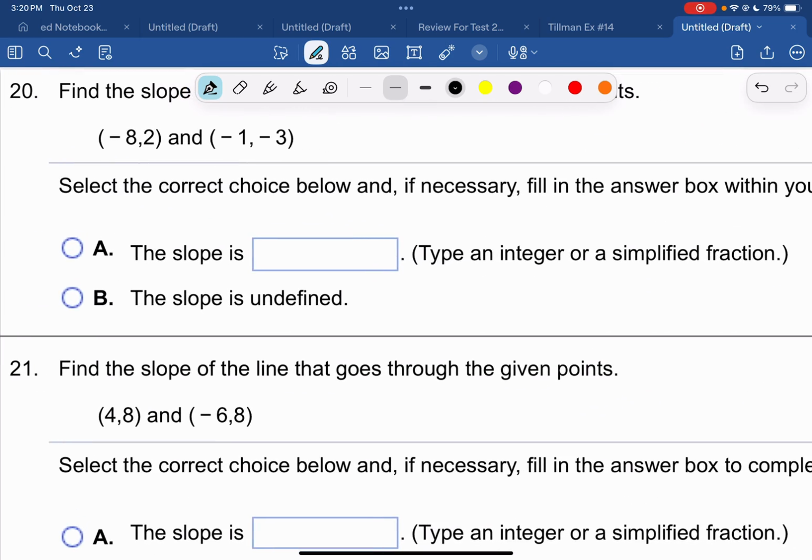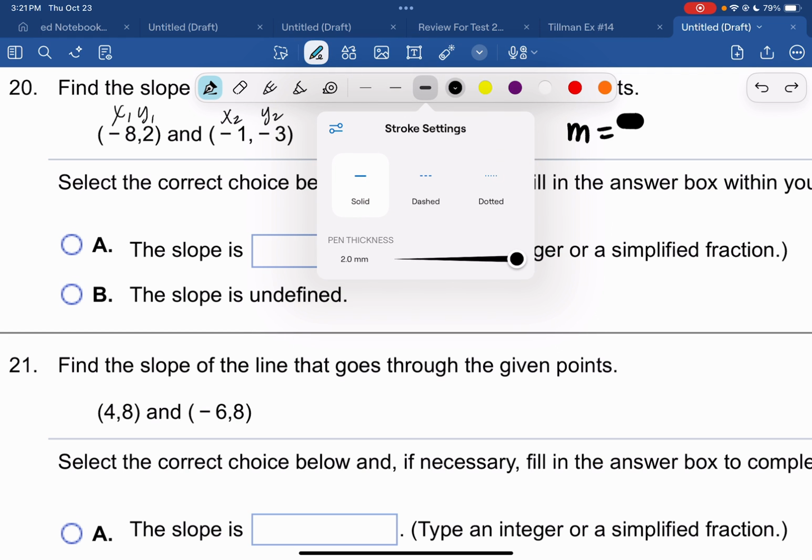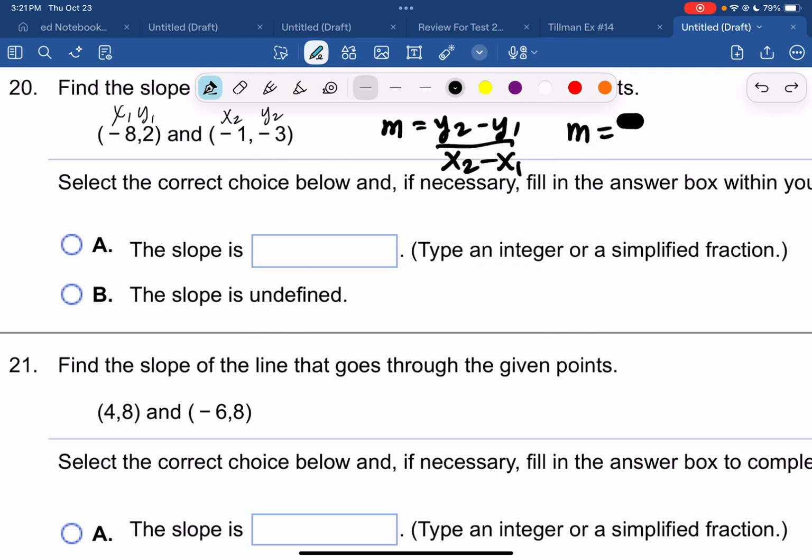All right, let's do a few more of these. Slope is y number 2 minus y number 1 over x number 2 minus x number 1. So my slope is, and I always like to label these, x1, y1, x2, y2. So I start with y number 2, which is a -3. So it ended up being -3, subtract 2, so no double negative there, and then -1, subtract -8.